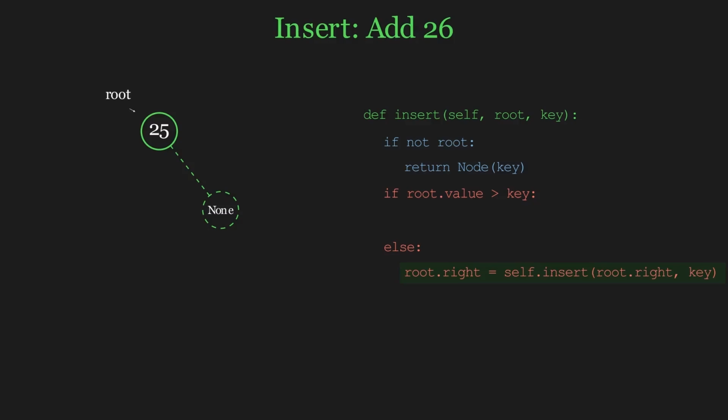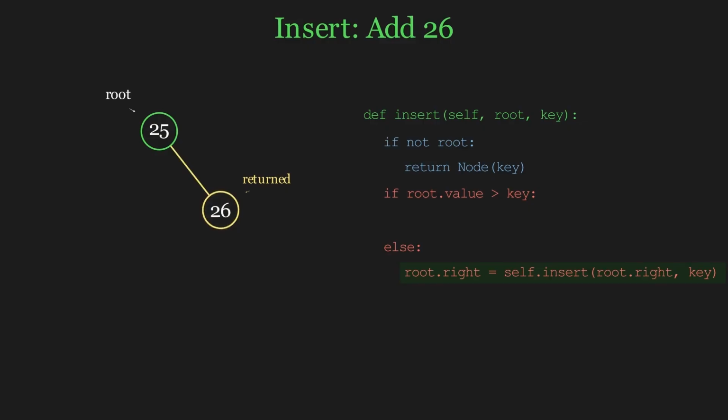Going back one call, we are at the node 25 when we called insert on its right child that was previously empty. This call to insert resulted in a new node being returned, the node containing 26 that we just made. What we want to do now is update the right child with the result of that function call. So we'll set our right child to the result of our insert call that was just returned to us.